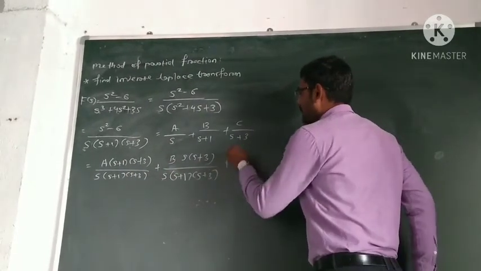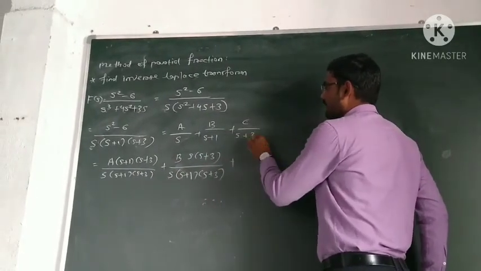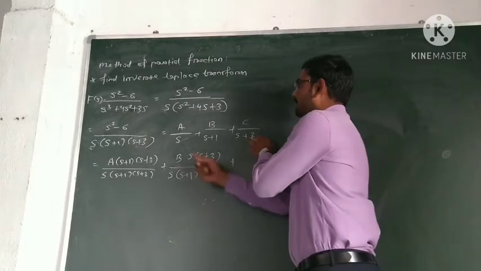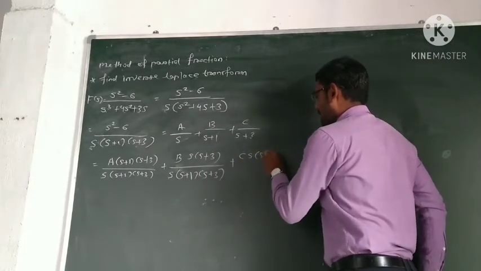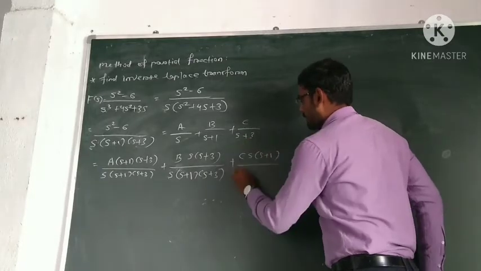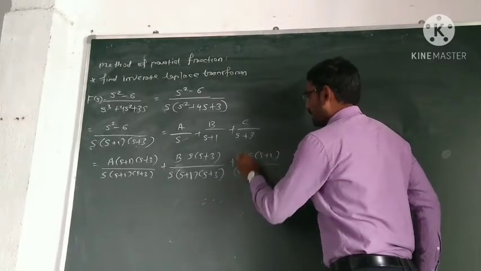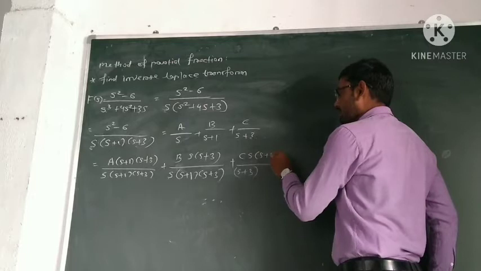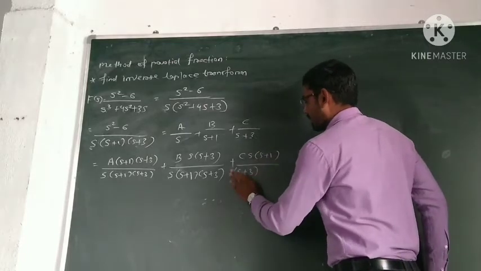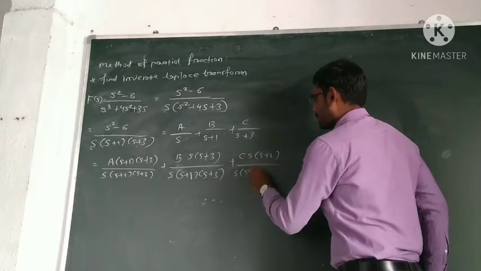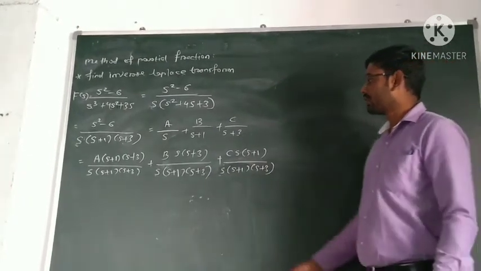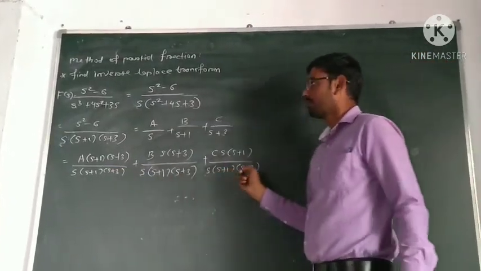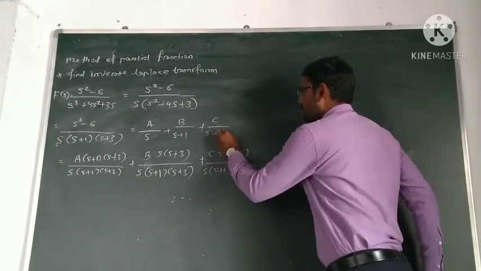Okay, here also, s plus 3 already is a factor, so multiply and divide by s into s plus 1, so C into s plus 1, s plus 3 as it is. You have multiplied by s into s plus 1, so divide by s into s plus 1. Okay, so I will write s first, then s plus 1 and then s plus 3. Now see, the denominator is the same. Okay, but this equation is important.